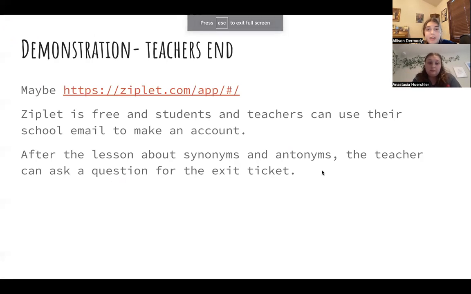Ziplet is a free tool on the computer that teachers and students can use. It's really nice that it's free, because it means teachers don't have to pay for it. Teachers can use their school email to make an account, and students can do that as well. After the lesson about synonyms and antonyms, the teacher can ask questions for the exit ticket.